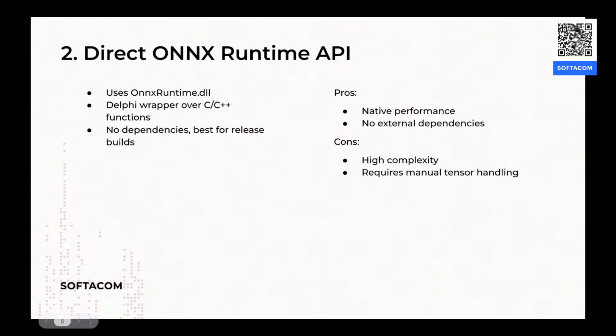And disadvantages: more difficult to implement. You need to manage low-level details like memory, data types, and API calls. You must understand how ONNX runtime works internally. It's harder to update or switch models if you need changes later.